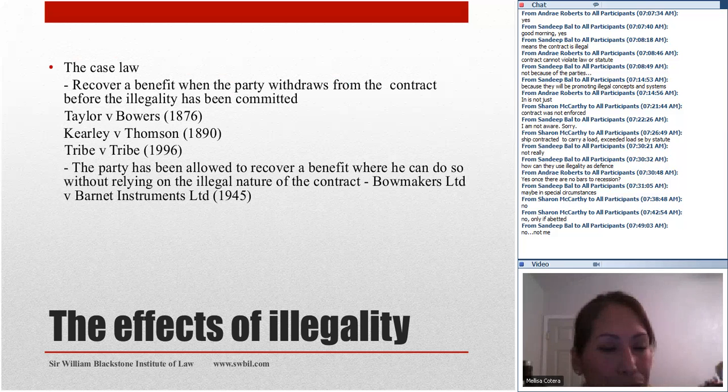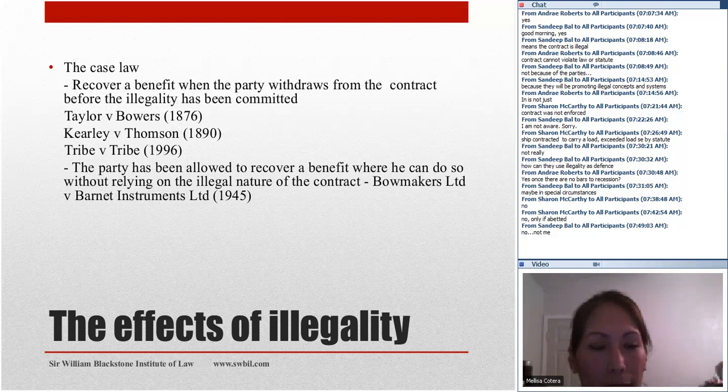Also, there are cases that we have seen where the party has been allowed to recover a benefit when he withdraws from the contract before the illegality has been committed.